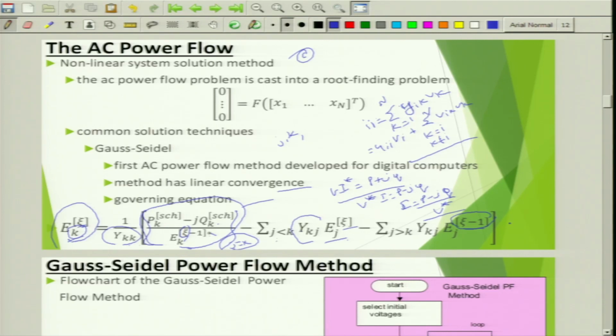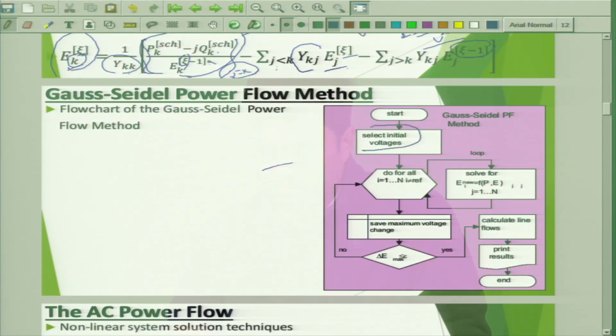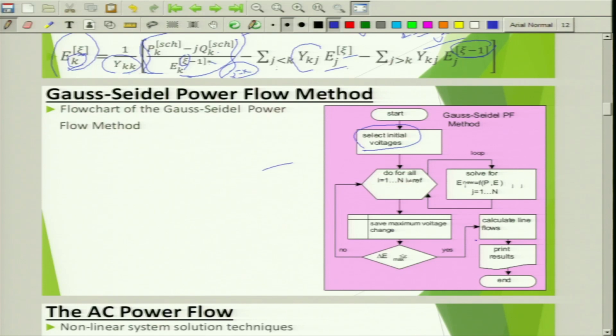By this we will get the voltages, and then this is the overall flow chart. Select the initial voltages. Why do we need to select? Because for the PV bus we know the voltages already, but for the PQ bus we do not know the voltage. What we will do is go for the flat start.